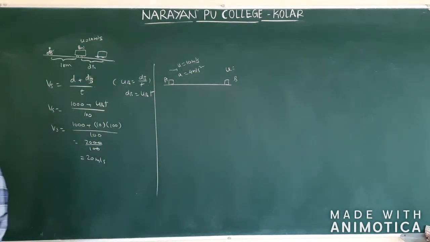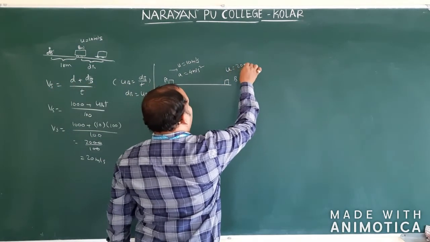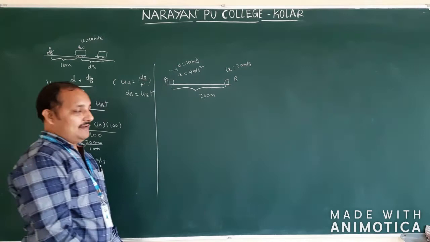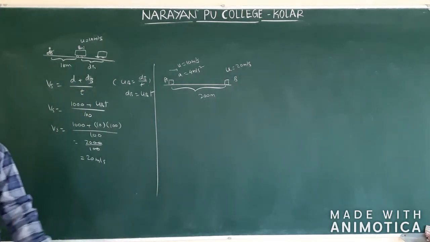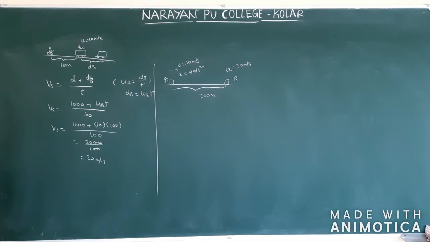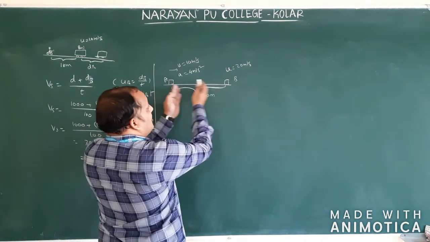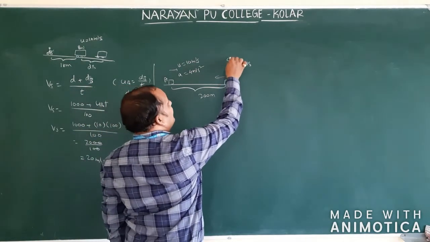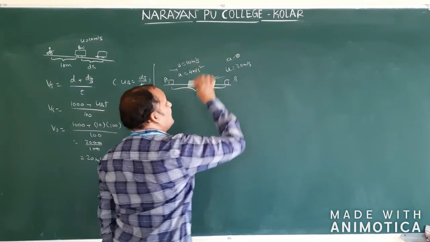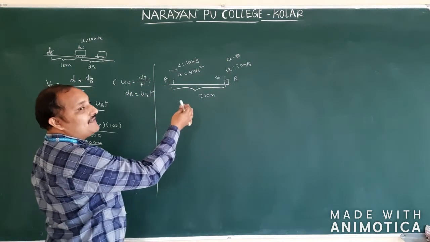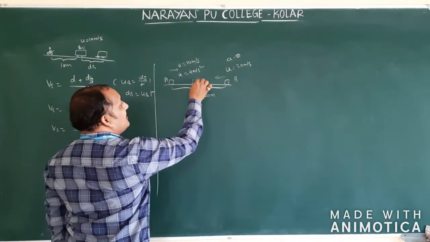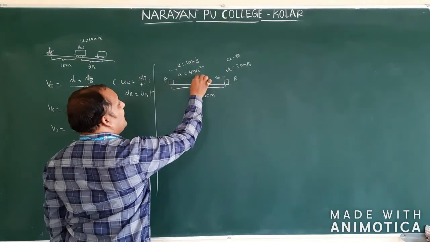For B, what they gave? u is equal to 20 meter per second. Separation how much they gave? 200 meters. What they are asking? After how much time both objects are going to collide. What is the acceleration of B? It is moving with constant velocity. Therefore, acceleration is 0. Now, let us assume after some amount of time t, this object is here. Then this object also should be here only, because both are going to collide.